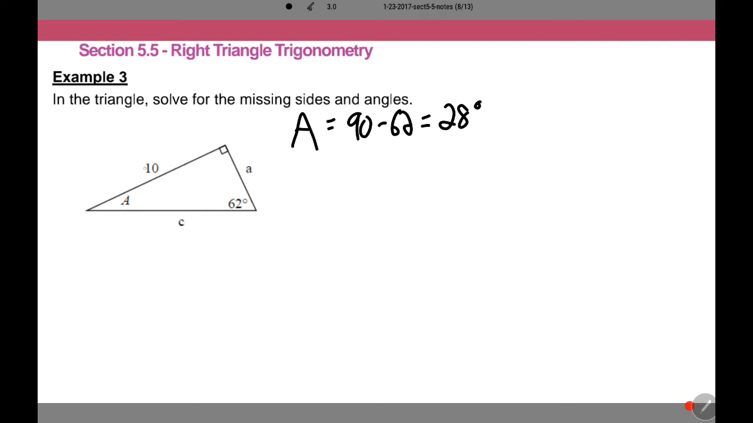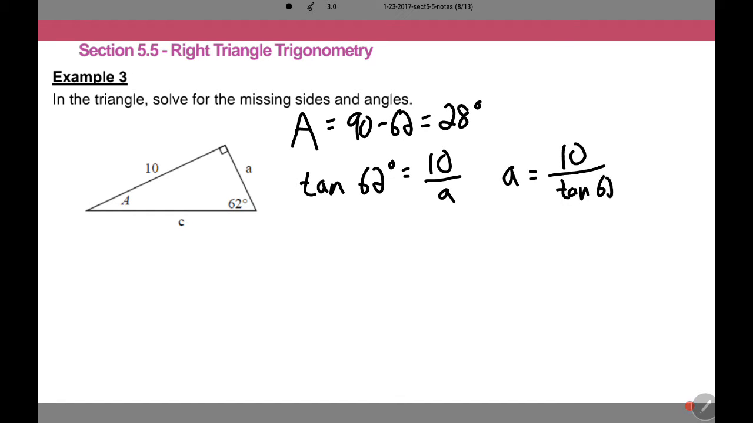In this case, I know the side opposite of that 62. So for a, the tangent of 62 degrees equals 10 over a. And then a is going to equal 10 over the tangent of 62. In this case, 62 is not on our unit circle, so we actually have to type this into a calculator and get our approximate answer.